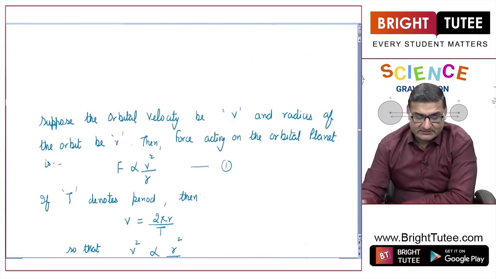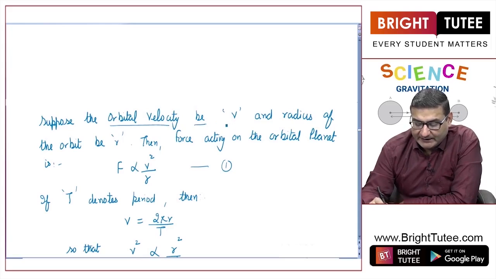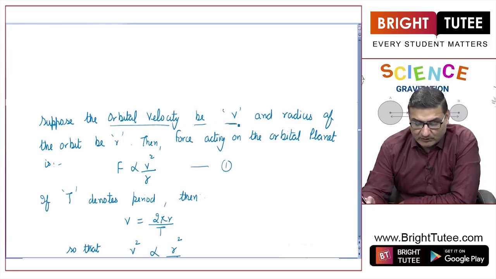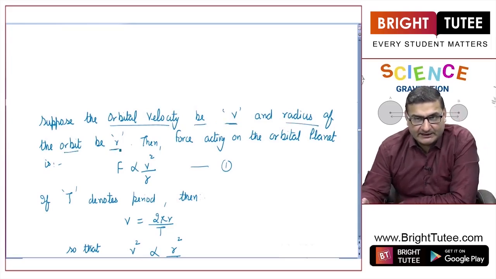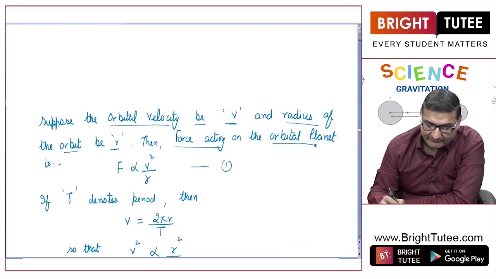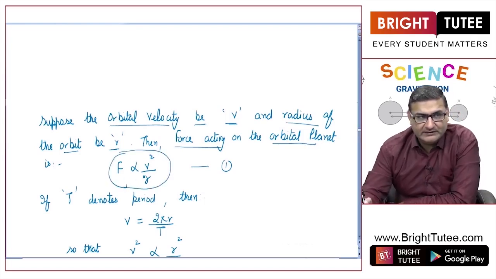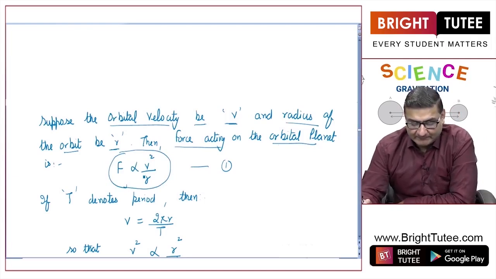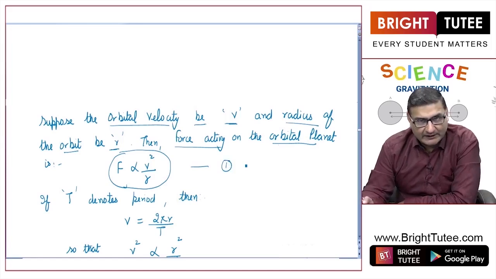First thing, suppose the orbital velocity of the planet be v, denoted by small v, and the radius of the orbit be small r. Then the force acting on the orbital planet will be given by F is directly proportional to v square upon r. Let us take it to be equation number 1.